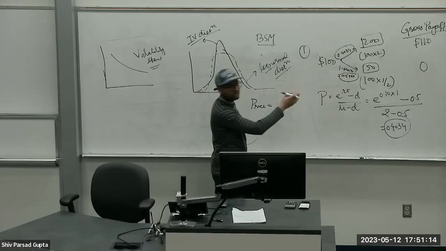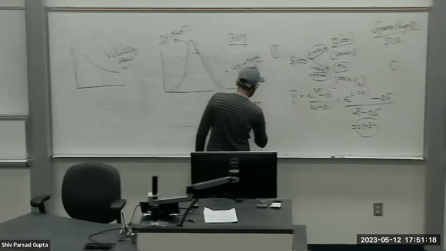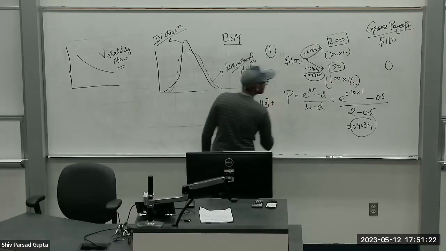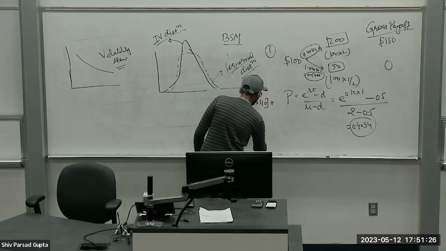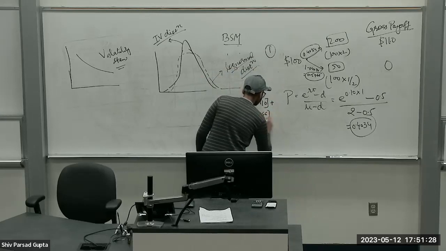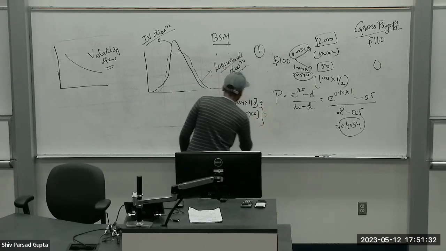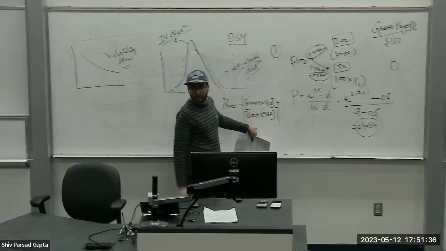The price takes into consideration the probability into the expected return, the expected gross payoff, right? So it's basically 0.4034 into 110 plus 0 into 0.5966. So this is the payoff that we will be earning.